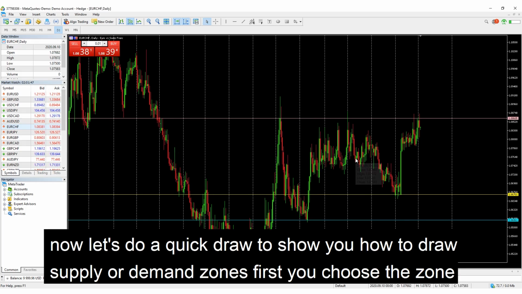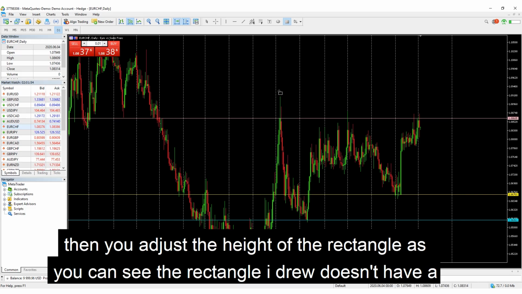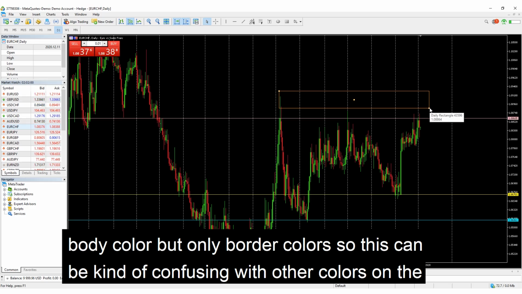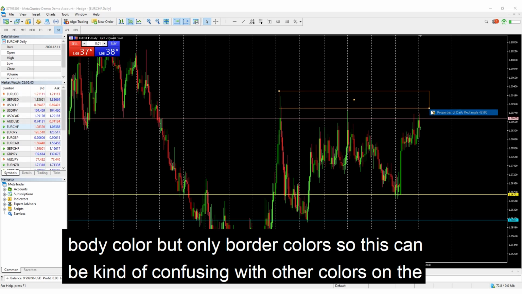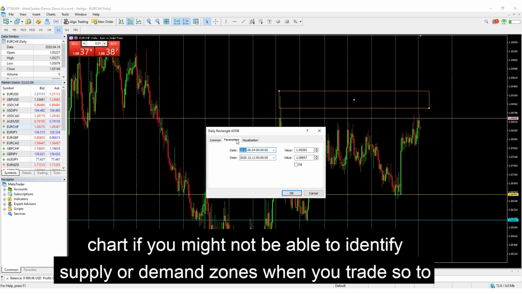Now, let's do a quick draw to show you how to draw supply or demand zones. First, you choose the zone, then you adjust the height of the rectangle. As you can see, the rectangle I drew doesn't have a body color, but only border colors. So this can be kind of confusing with other colors on the chart. You might not be able to identify supply or demand zones when you trade.